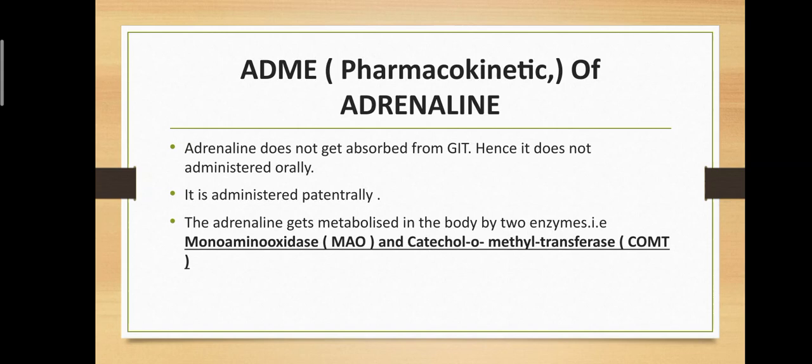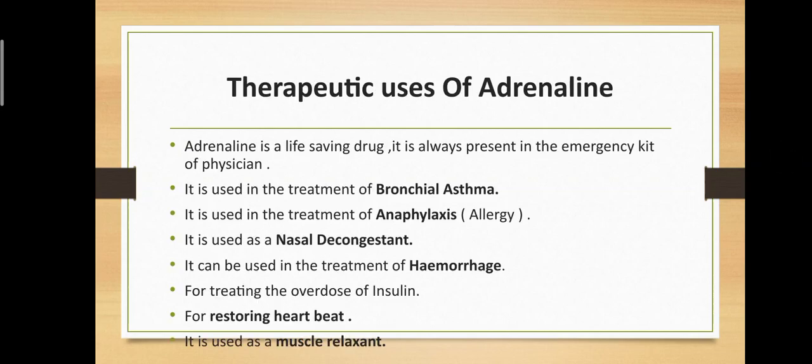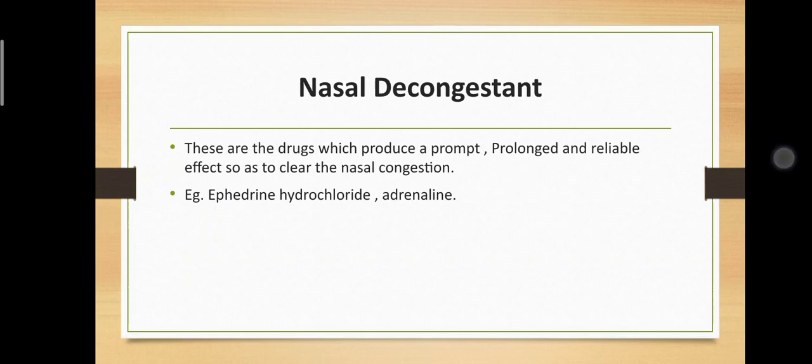ADME, the pharmacokinetics of adrenaline. Adrenaline does not get absorbed from the GIT, hence it is not administered orally. It is administered parenterally. It is metabolized by two enzymes, monoamine oxidase and catechol-O-methyl transferase. Contraindications: adrenaline is contraindicated in hypertension and angina pectoris. Then therapeutic uses, adverse effects of adrenaline, and nasal decongestant.